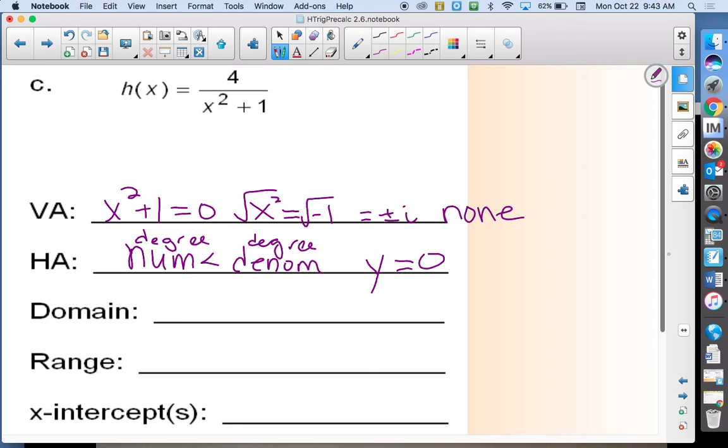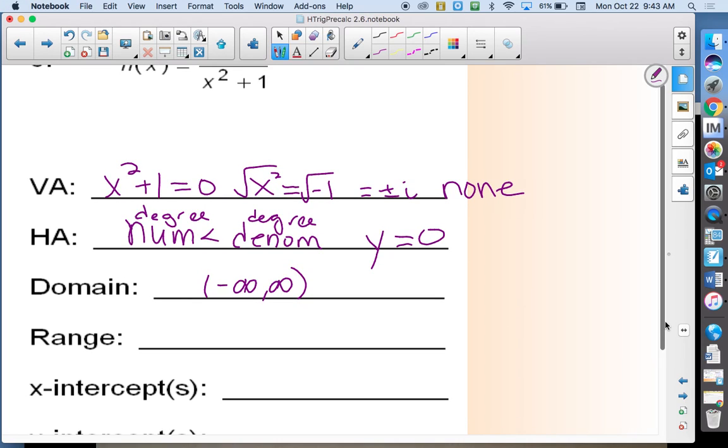Because the power on the top is smaller than the one on the bottom. There isn't an x on the top, so the power of that x would have to be smaller than the one on the bottom. The domain, if there is not a vertical asymptote, is negative infinity to positive infinity, because there's not a number that's breaking up those x values. We'll skip the range so you can look at that in the graph.